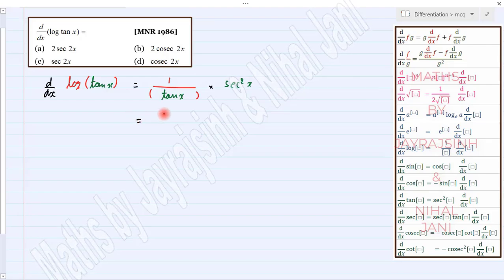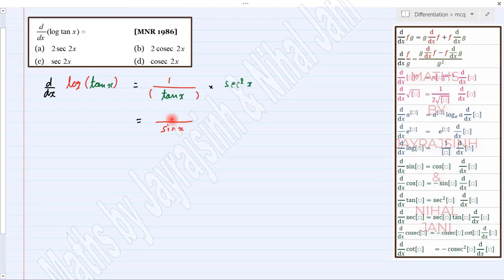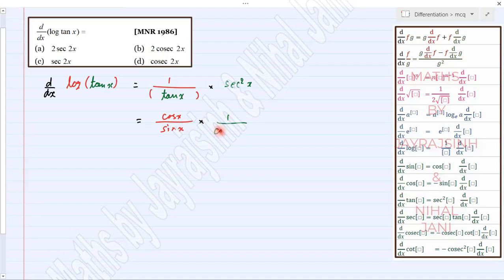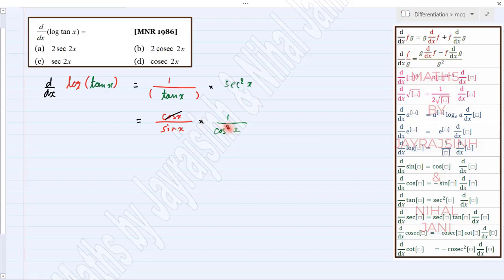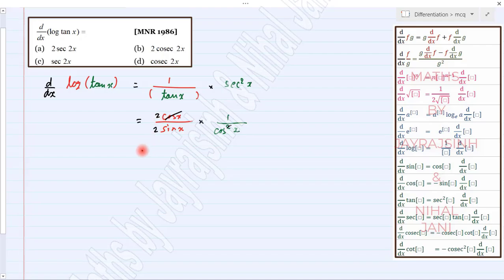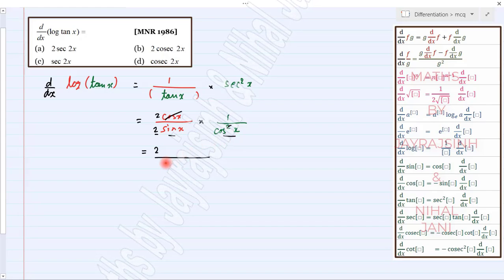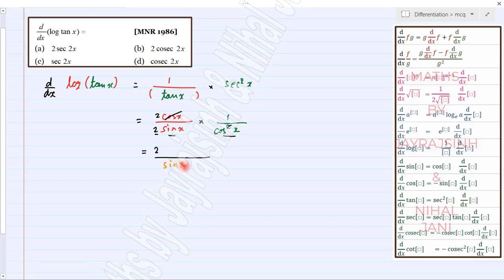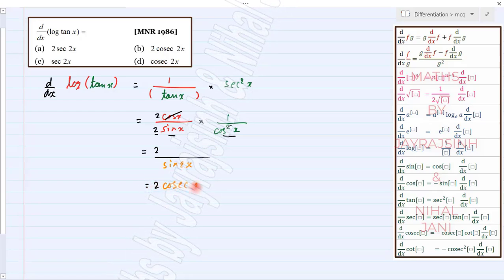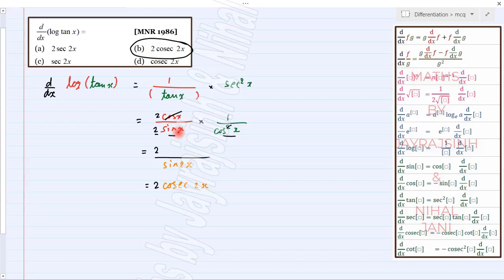Get the proper option, let's simplify. This tan x will convert into sin x upon cos x, and this sec square x will become 1 upon cos square x. So 1 power of cos will cancel out, and we have to multiply and divide by 2. So in the denominator we get 2 sin x cos x, which can be converted into sin 2x. So 1 upon sin 2x is simply cosec 2x. So option B is your final answer. Ta-da!